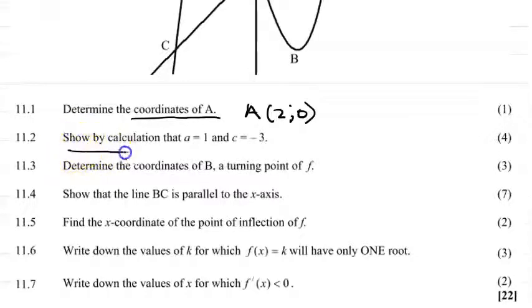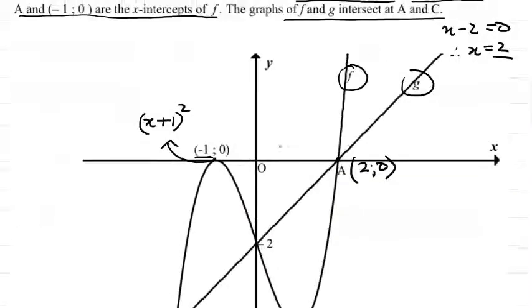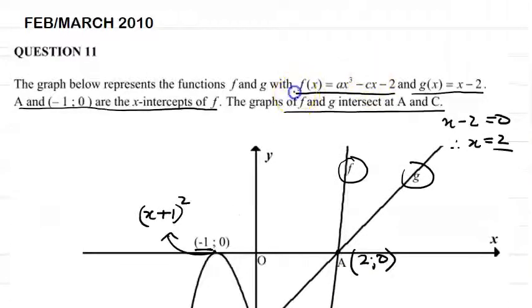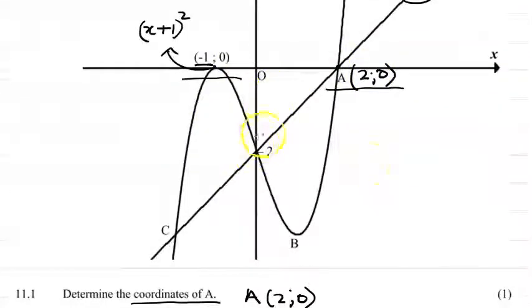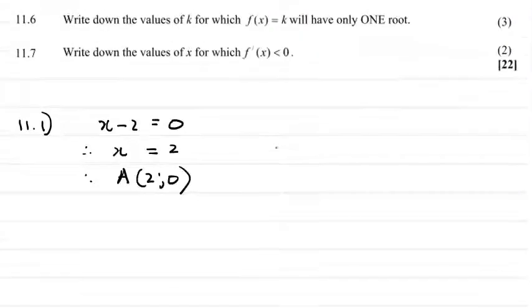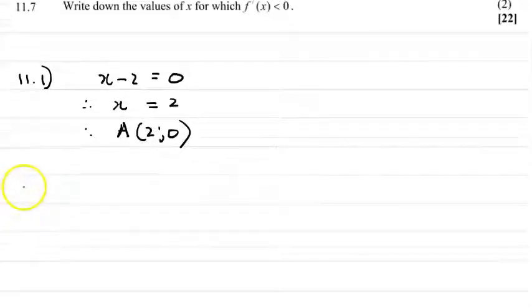11.2, show by calculation that A is 1 and C is negative 3. Now this is called graph interpretation, basically finding the equation of a cubic function. Now let us look at what we are given in this particular question. We are given the x-intercepts. So you are given that A is 2 and 0, and you are given this x-intercept which is negative 1 and 0. And when you are given the x-intercepts, we're going to use the following formula. Well, let's just look at what else we are given. We're given the x-intercepts and we are given one point, which is the y-intercept.